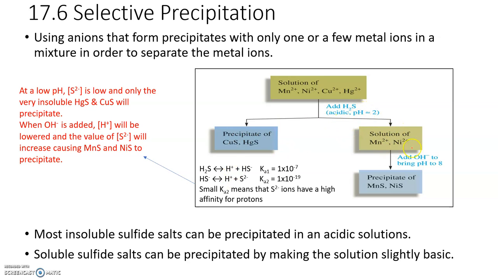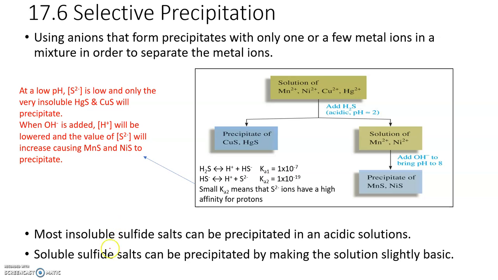Then once that happens, now we're left with manganese and nickel that we need to separate out. And so then the second step would be to add some hydroxides that will bring the pH back up. And so as it says here on the left side, when the hydroxide ions are added, the hydrogen ion concentration will then be lowered, and the value of the sulfide ion concentration will increase. And because of that increase in the sulfide ion concentration, that will cause the manganese and the nickel, which are less insoluble than the previous two, to precipitate out.